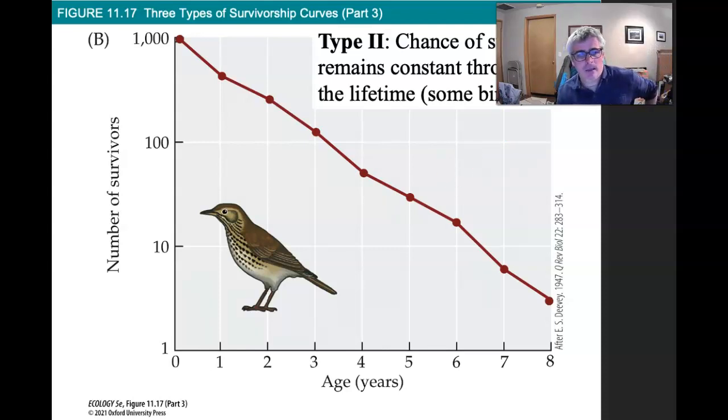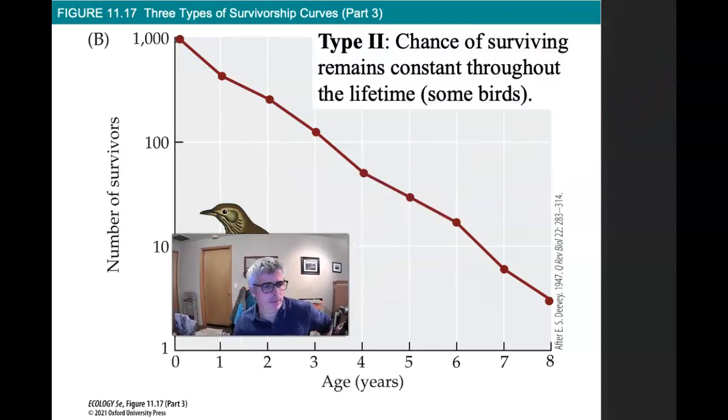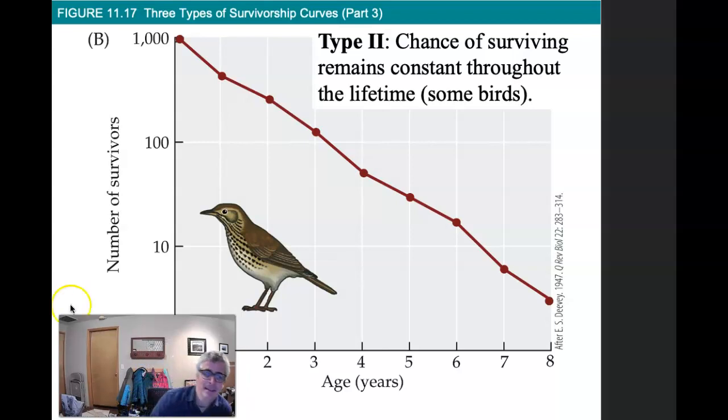Type 2, pretty much constant chance of surviving from year to year. Birds are given as an example of this, where you can think of 10% of them dying every year at each life stage. Meaning that your chance of mortality, of dying at age 1, is pretty much the same as at age 6.